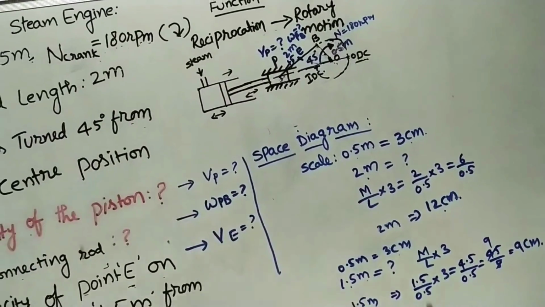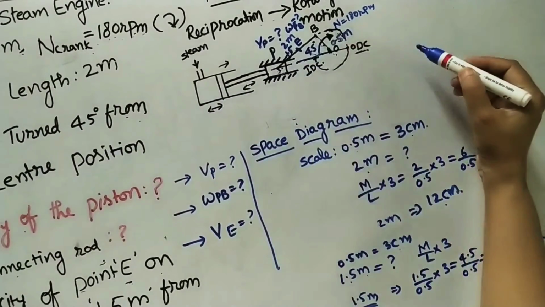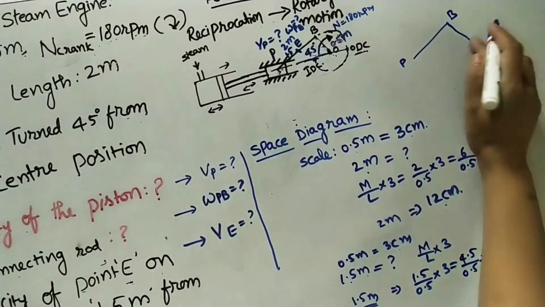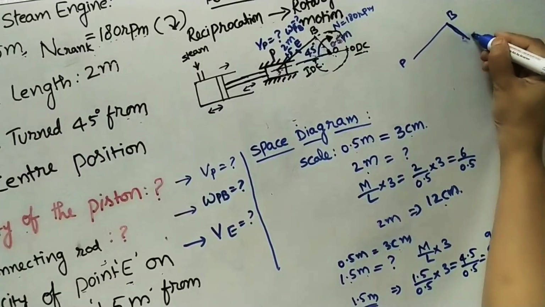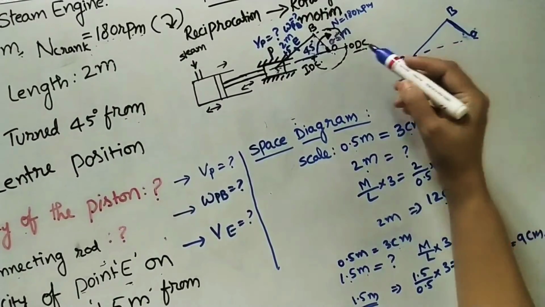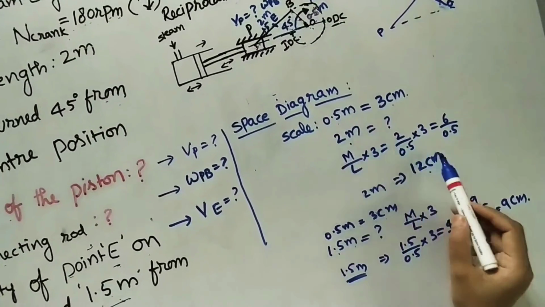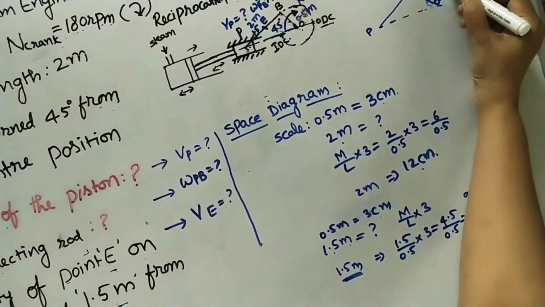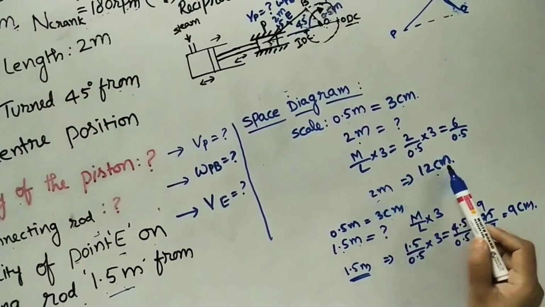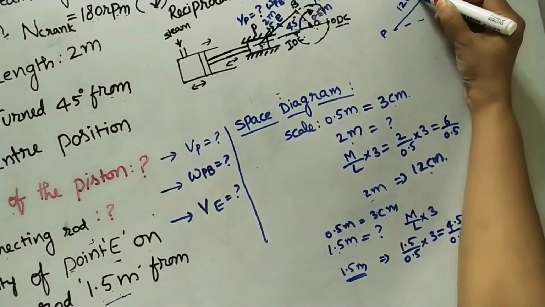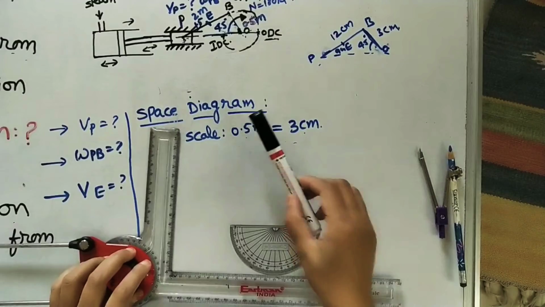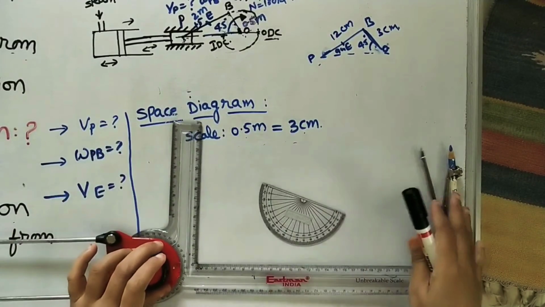We do not necessarily have to draw the whole diagram. We will mark the P value, PB value, and OB; this triangle we have to do initially. OB length is 0.5 meters, which means 3 centimeters as we just took. And PB length is 2 meters, which means 12 centimeters. This angle is 45 degrees. I am constructing the space diagram by using the drafter, protractor and compass.